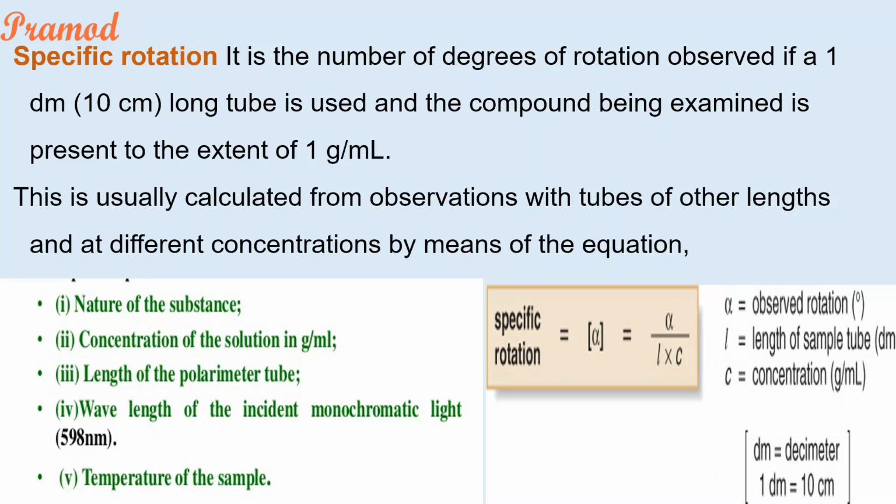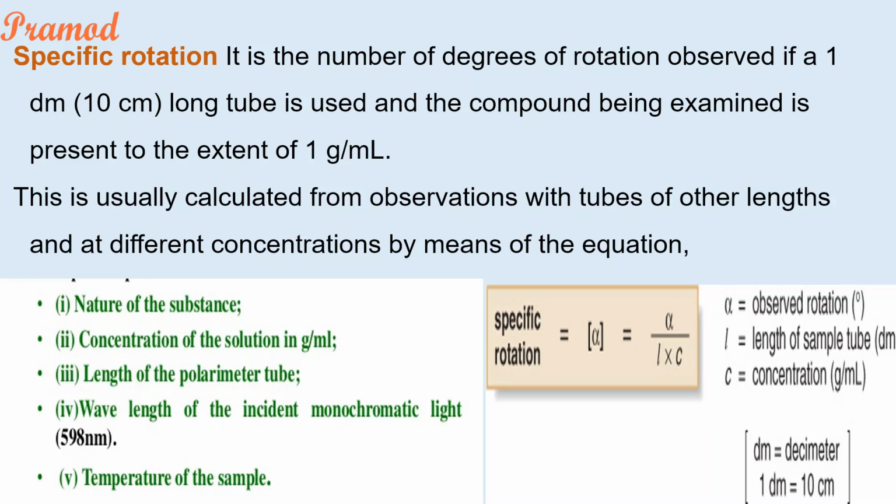So what concentration you are using, what length of the tube you are using, and you check the observed rotation, you can put it in this equation to get the specific rotation of your chiral compound. Now, what does this specific rotation depend upon?